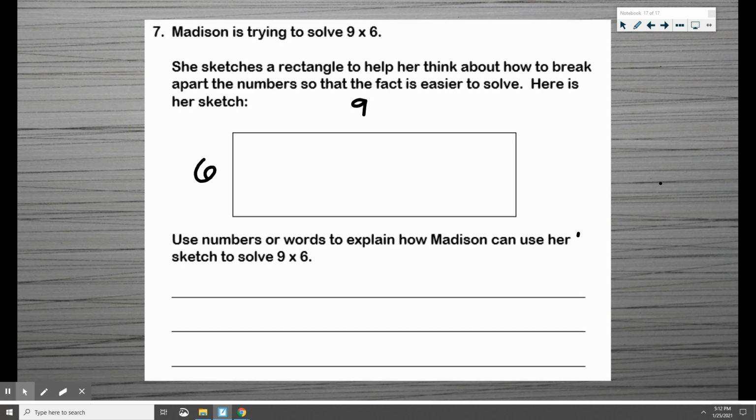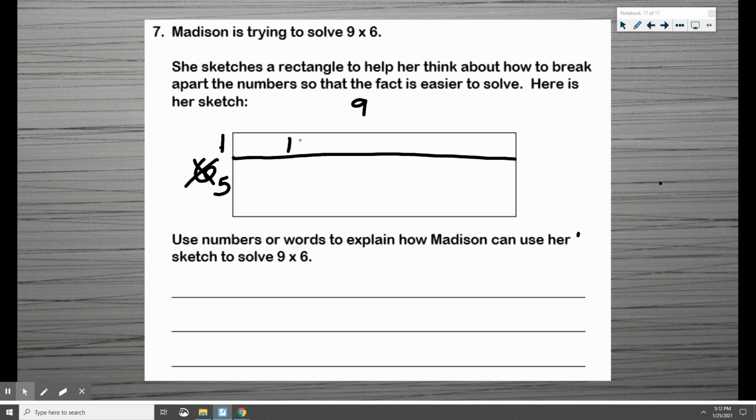6 is even, so I could do doubling, but I would have 3, which is going to be a little bit harder for me. This one is a fun one because it seems so simple when we can break it apart this way. I'm going to break apart the 6. I'm going to break it apart into 1 and 5. 1 plus 5 is 6, so I could break it apart into 1 piece and 5 pieces.